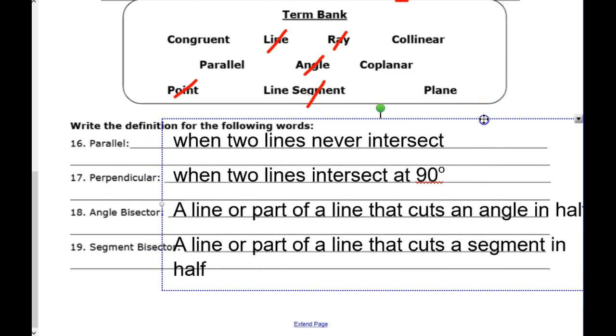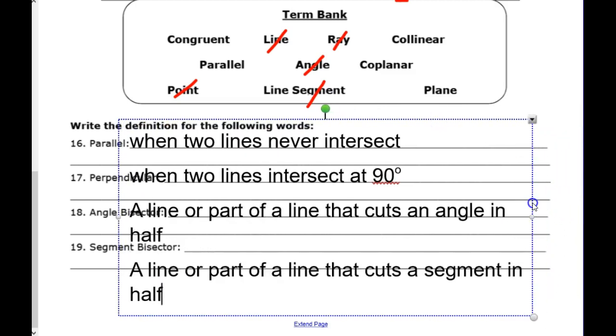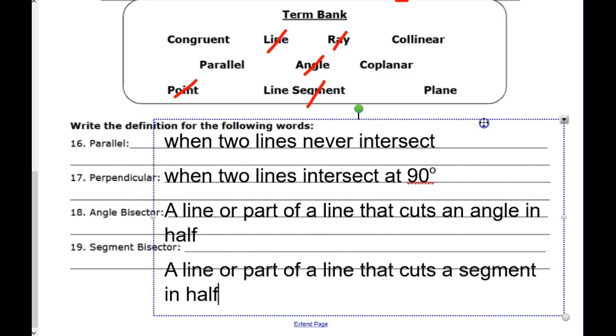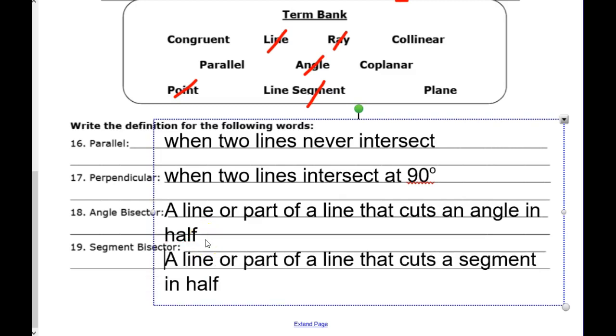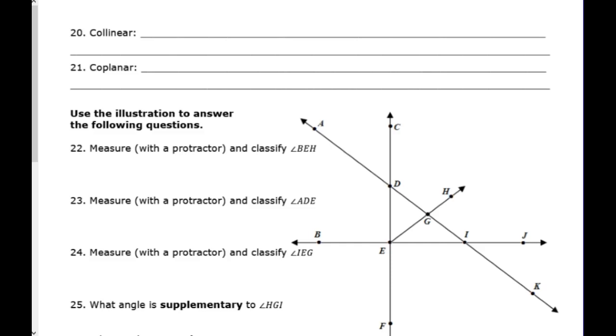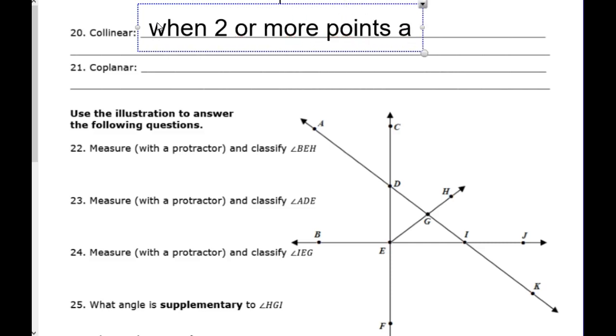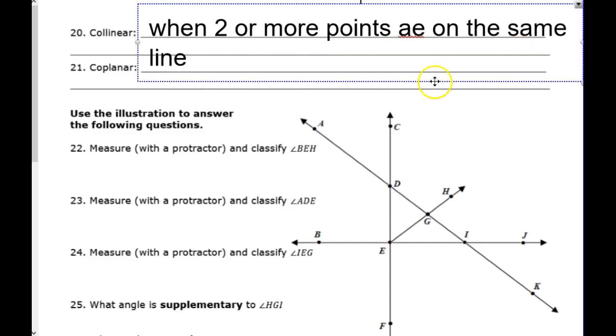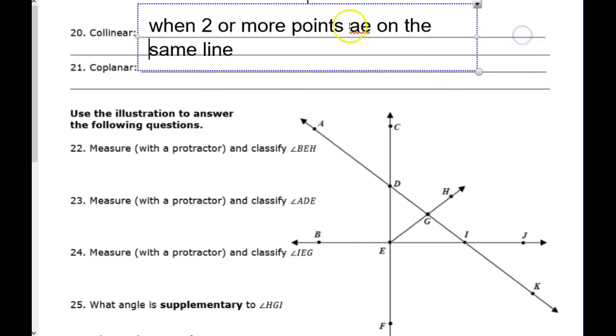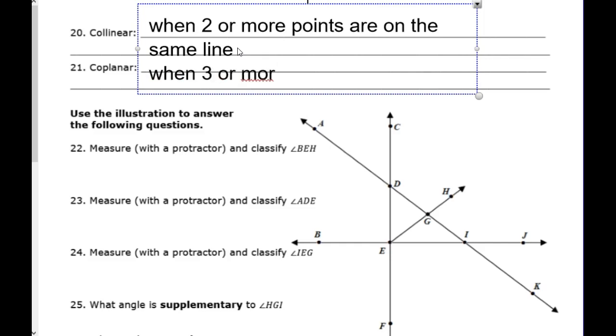All right. Next page, collinear: two or more points on the same line. Coplanar: when three or more points are on the same plane.